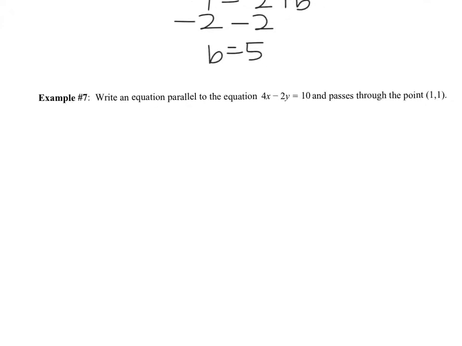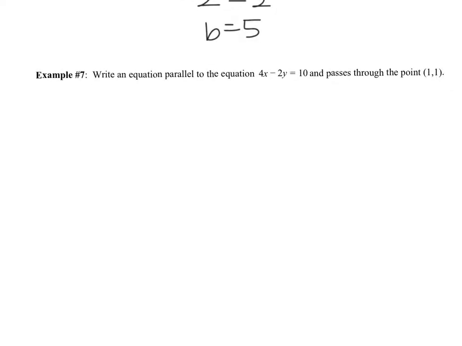So our last example is going to be to write an equation parallel to the line 4x minus 2y equals 10 and passes through the point 1, 1. So remember, parallel lines have the same slope. But our equation 4x minus 2y equals 10 isn't in slope-intercept form. So we don't really know what the slope is yet. So the first thing I'm going to do is get that equation in slope-intercept form.